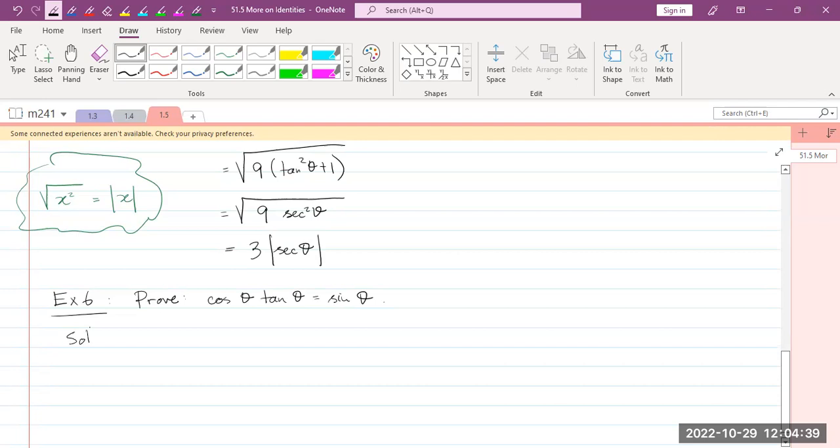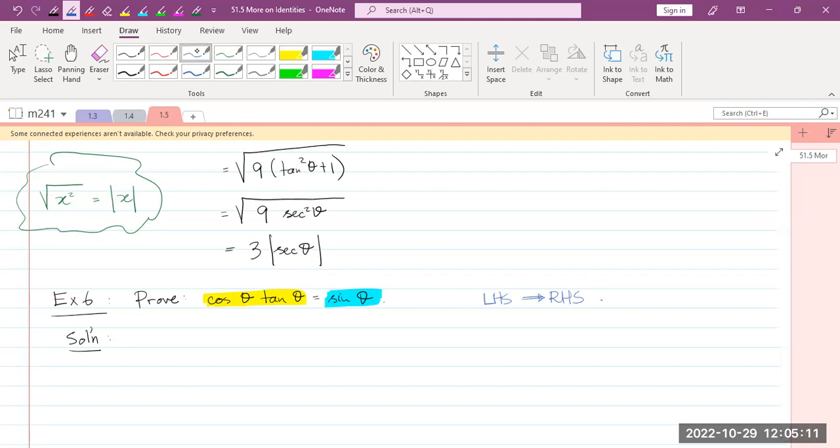First, we need to show the direction of your proof. Most of the time, we will prove from the more complicated side to the simpler side. So like in this case, the left-hand side is more complicated. The right-hand side seems to be simpler, right? So we will come from the left-hand side, proving to the right-hand side. Okay, that's what we're going to do.